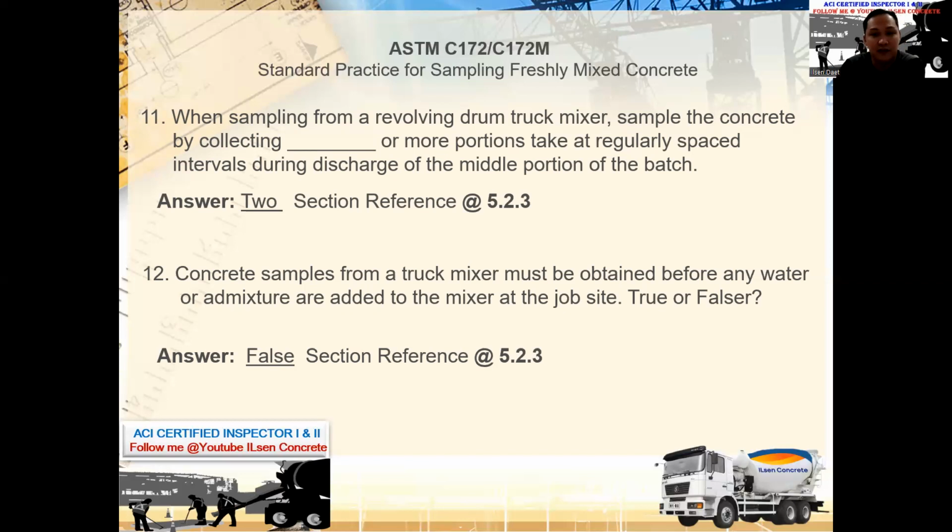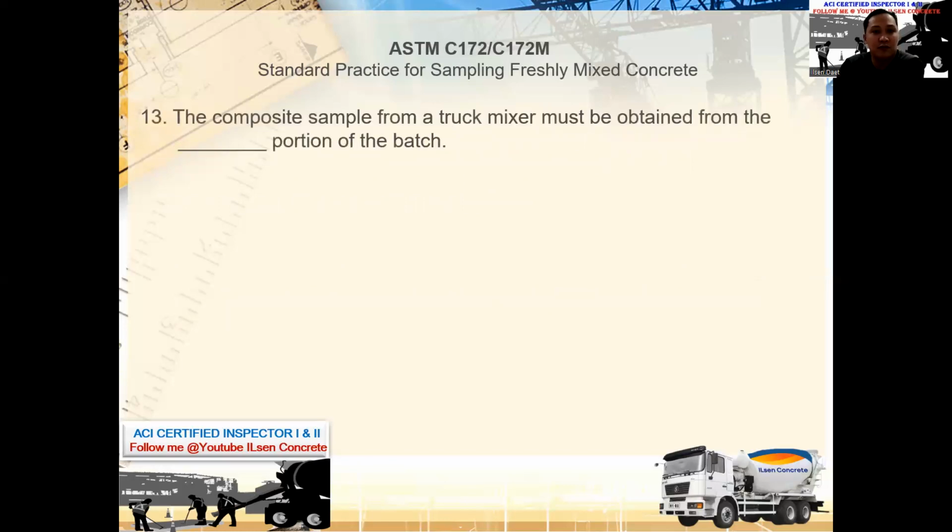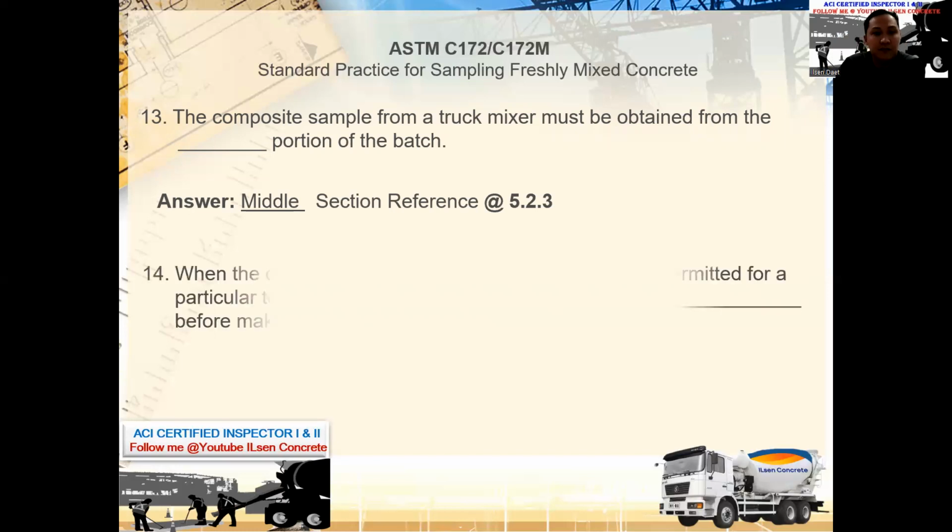Question number 13: the composite sample from a truck mixer must be obtained from the blank portion of the batch. The question is for the truck mixer. So the answer is the middle portion. Composite sample from the truck mixer, middle portion, section reference 5.2.3.